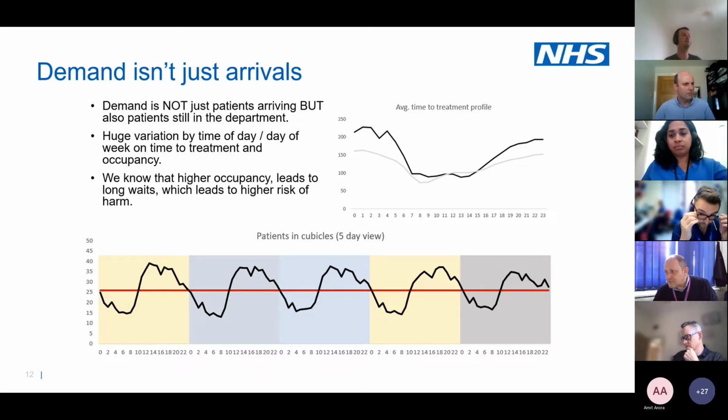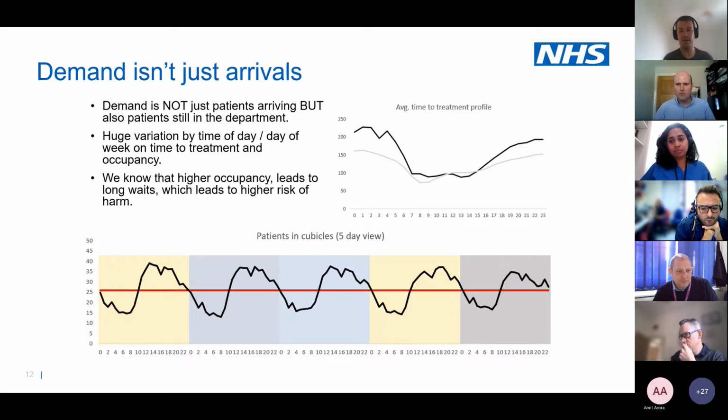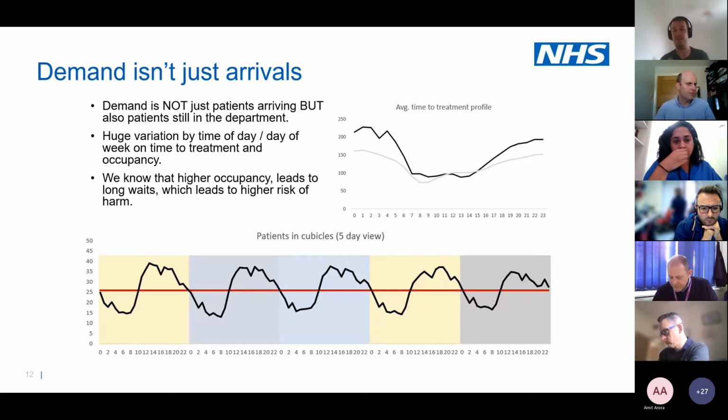And you might say, well, I know that's bad, but it doesn't really matter. However, we know from recent publications that higher occupancy, higher numbers of people in the department, leads to long waits within the emergency department. And most importantly of all, it leads to a higher risk of harm for those patients. But it also has a detrimental impact on the staff that are working within that department as well. Next slide, please.